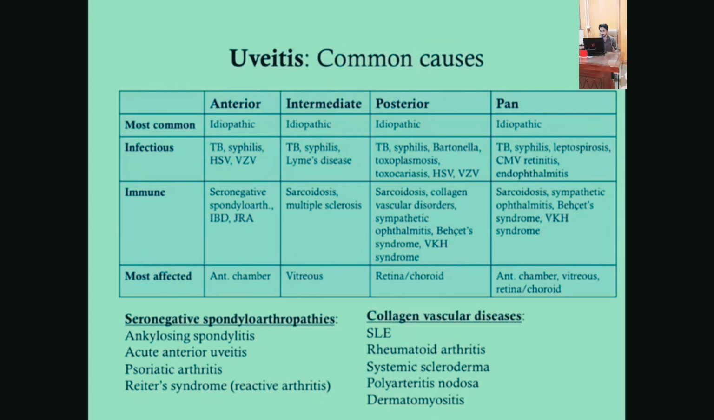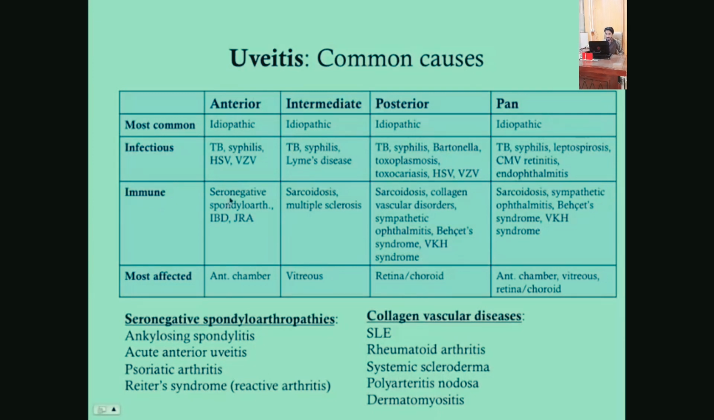So when it comes to infectious causes, TB and syphilis can cause any kind of uveitis, and they're among the more common infectious causes of uveitis. Lyme's disease can cause intermediate uveitis. Bartonella, which is your cat scratch fever, can cause posterior uveitis, as well as toxoplasmosis and toxocariasis, which can also cause retinitis. Herpes viruses can cause anterior uveitis. They can also cause posterior uveitis in the form of ARN and PORN, which we talked about in the retinitis section.